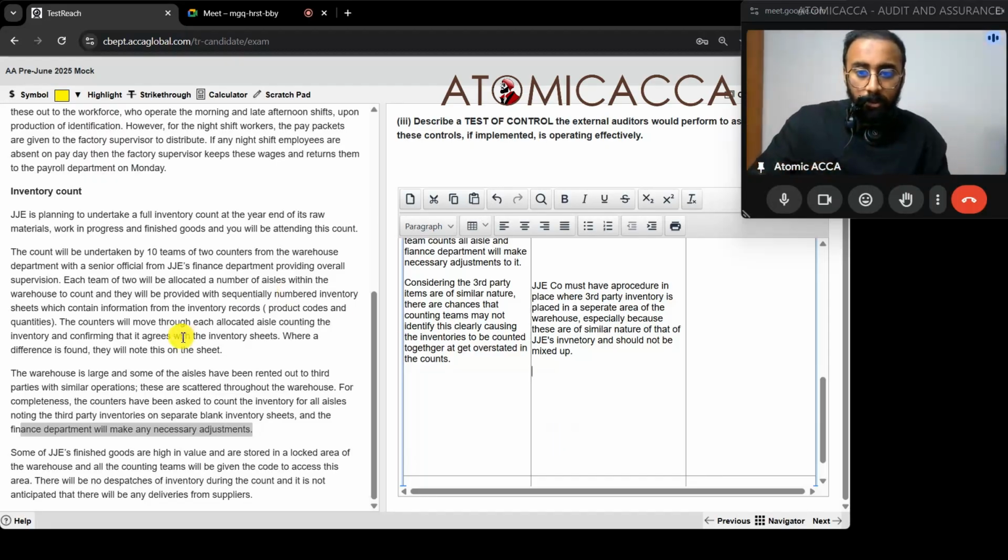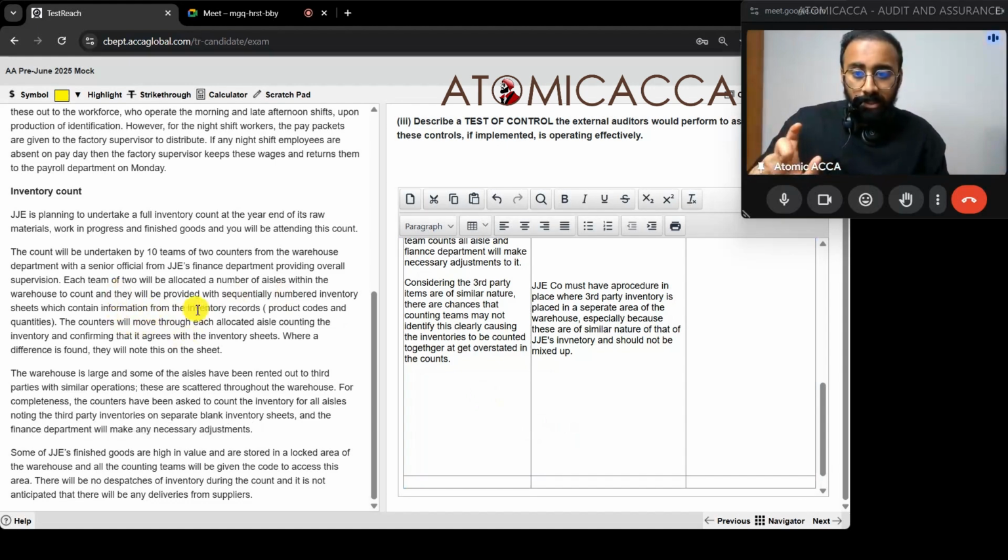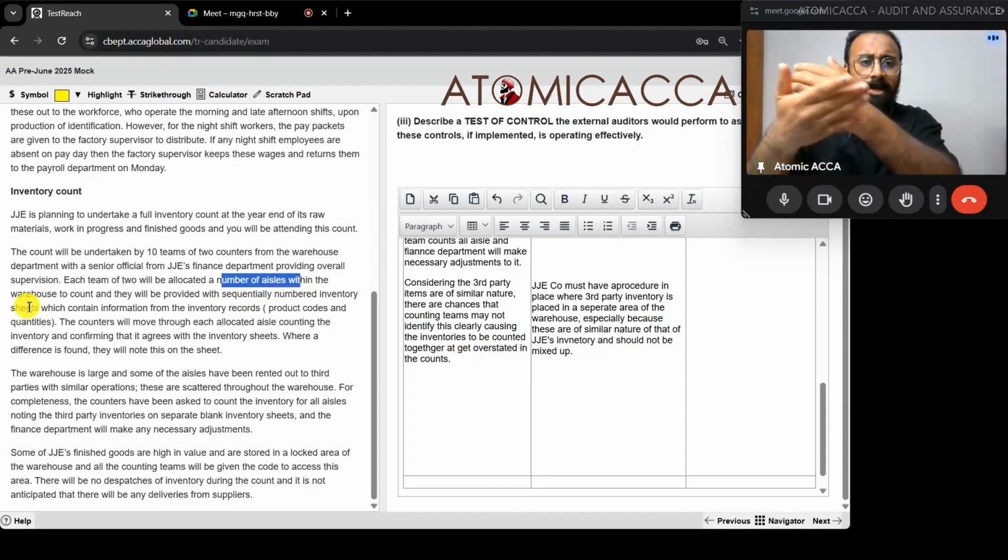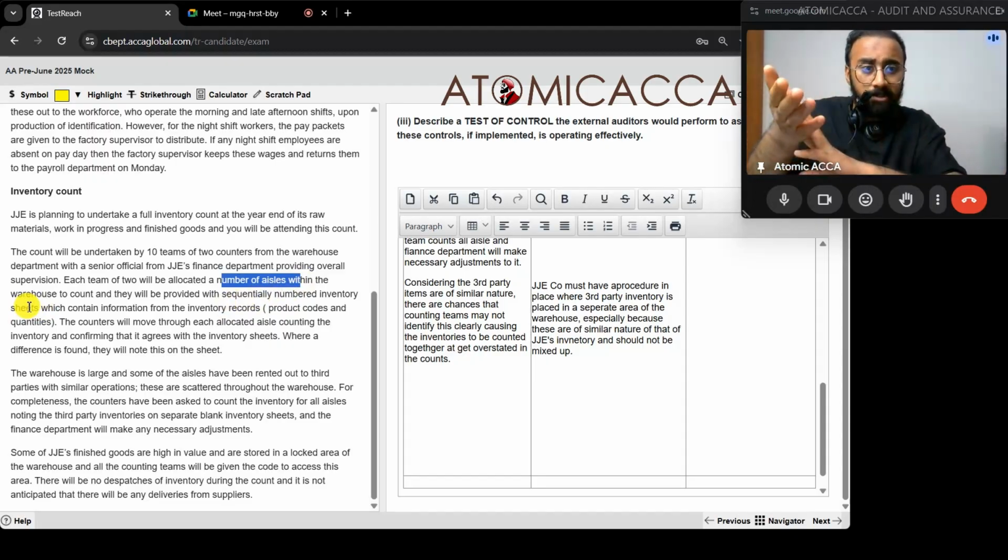Now for the count, what was being given was an inventory record. Each team will be allocated a number of aisles within the warehouse and they will be provided with an inventory sheet. Inventory sheet means details of all the inventory that is there in the warehouse.